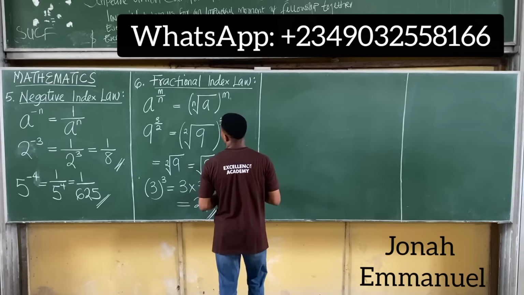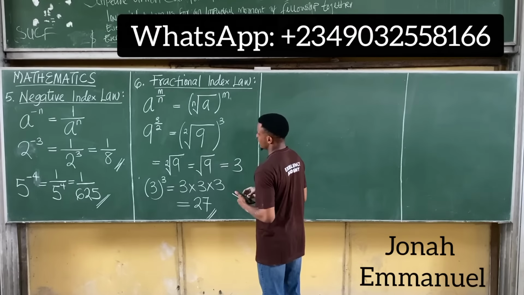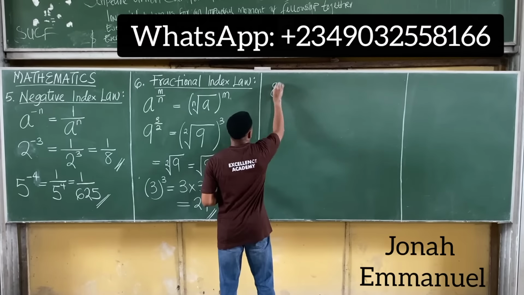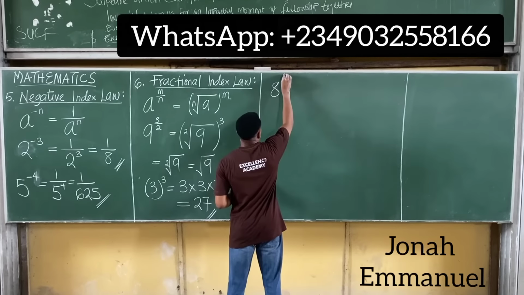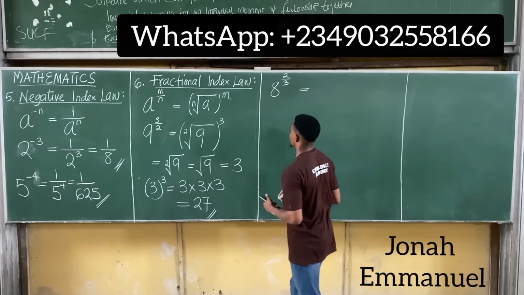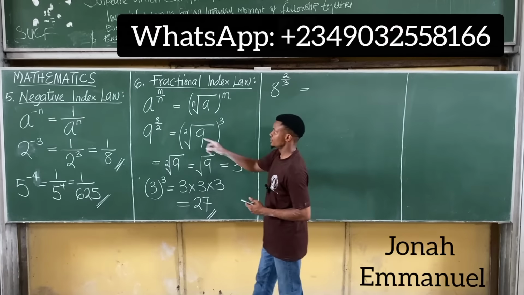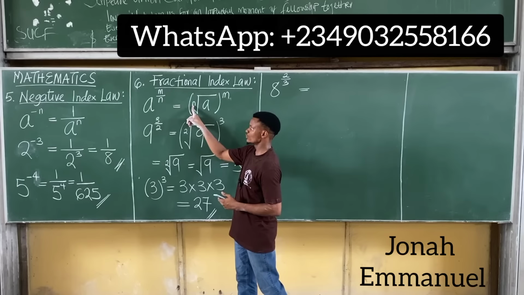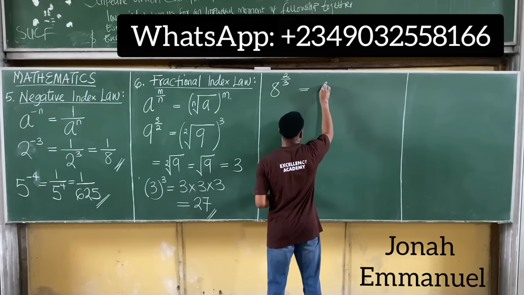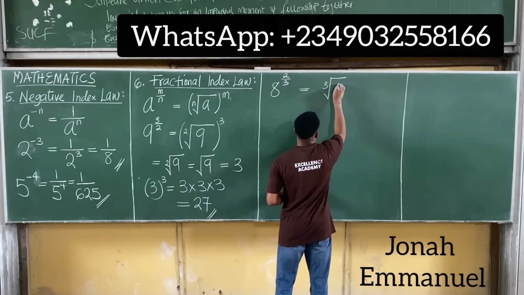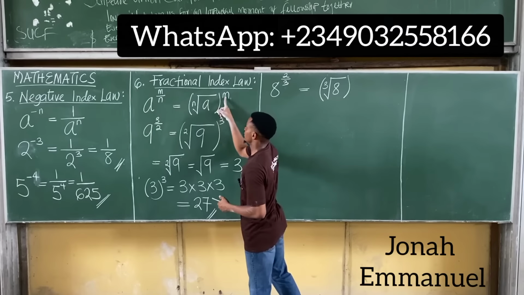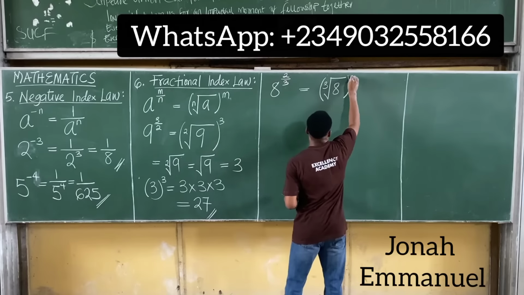Okay, let's take another example. Let's say I have 8 to power, let's use this time, 2 over 3. Let's simplify this. How do you simplify this? Don't forget we said the denominator will be the nth root. So in this case, my denominator is 3. So it becomes the third root of 8, all to power the numerator, which in this case is 2.